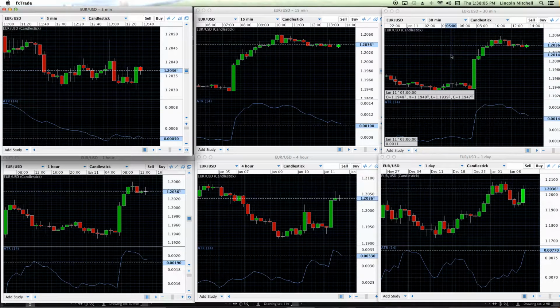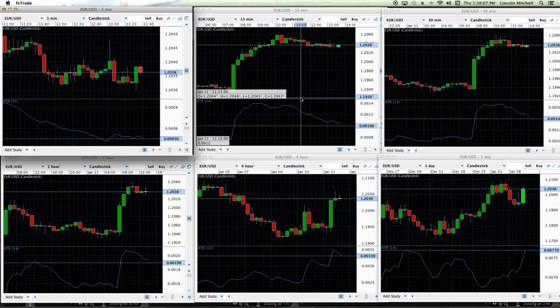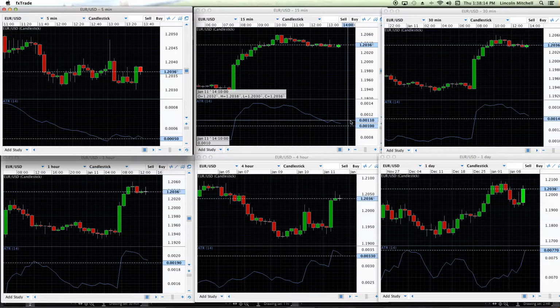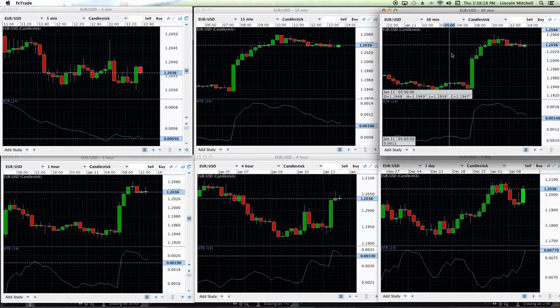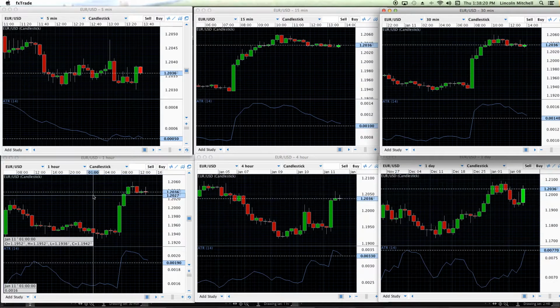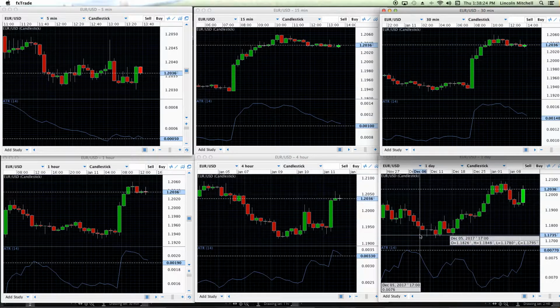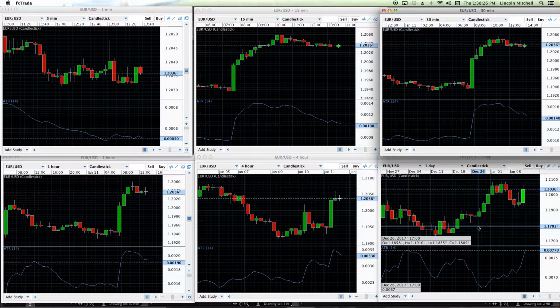Every last one of them has a 14-day ATR. For the 5 minutes, your 14-day average is 5 pips. 15 minutes, 10 pips. 30, 14 pips. Hour, 19 pips. 4 hour, 33 pips. And the day is 77.